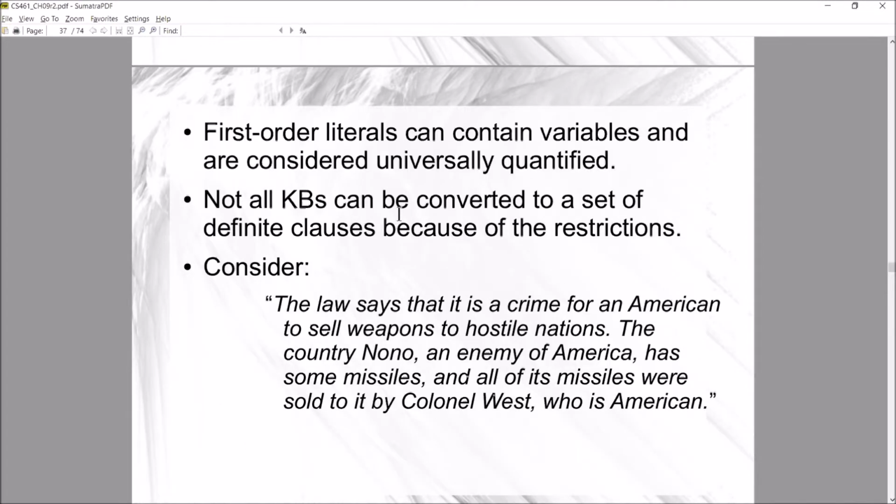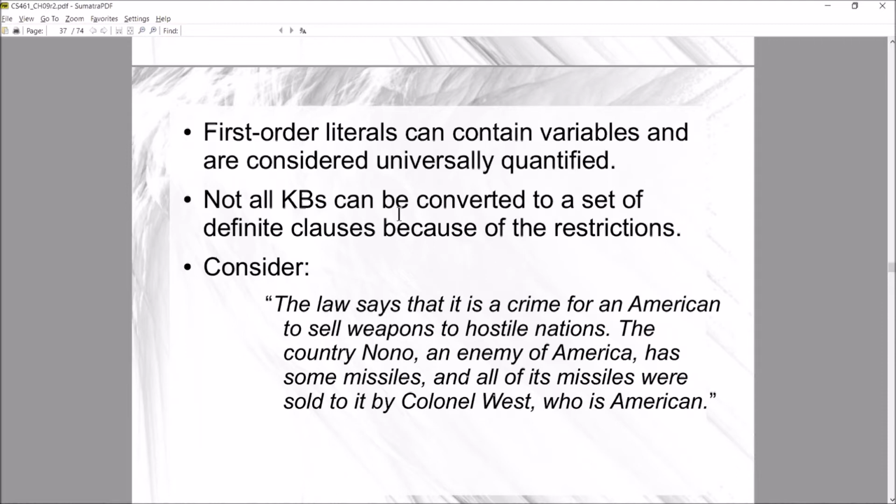So let's take a look at an example from the textbook on this. And so they wanted to be able to prove or show by implication through the process of forward chaining that this guy named Colonel West is a criminal. So here's some knowledge that we're going to encode in first order logic using definite clauses into a knowledge base on which we can apply a forward chaining algorithm to demonstrate that West is a criminal. So what is the knowledge? What's the knowledge that we're going to have to encode in the knowledge base?